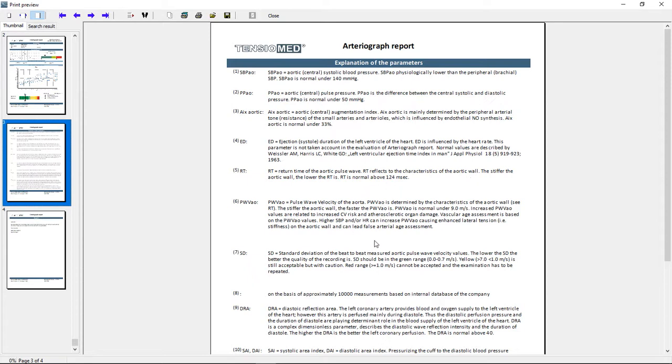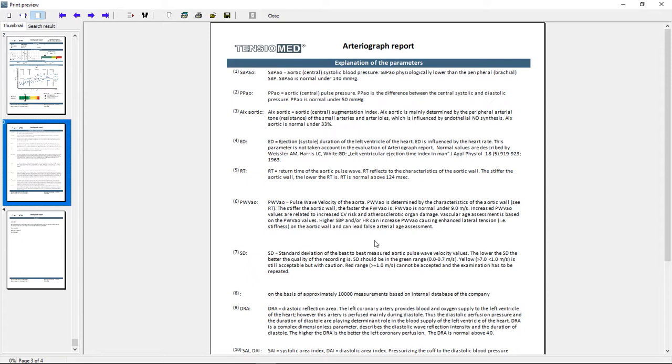The next parameter is the aortic pulse velocity. Obviously, this parameter is based on the measured return time. The pulse velocity is determined mostly by the characteristics of the aortic wall. The stiffer the aortic wall, the faster the pulse velocity.